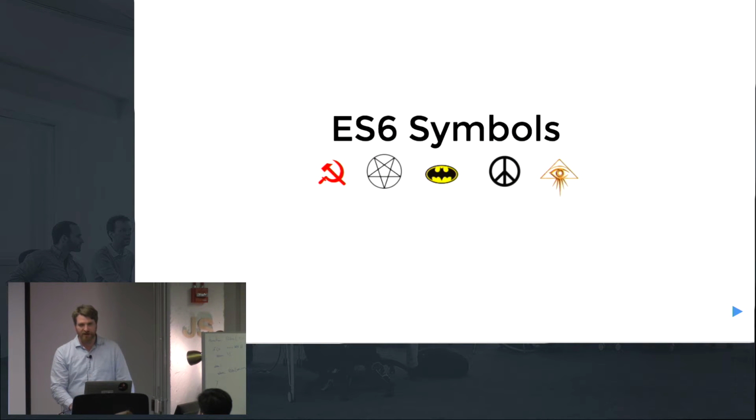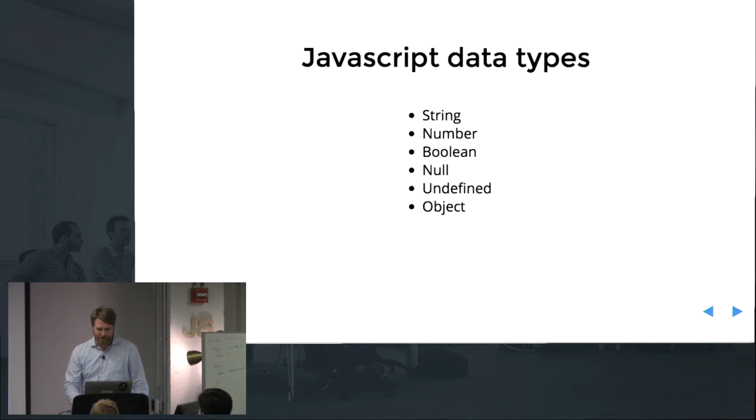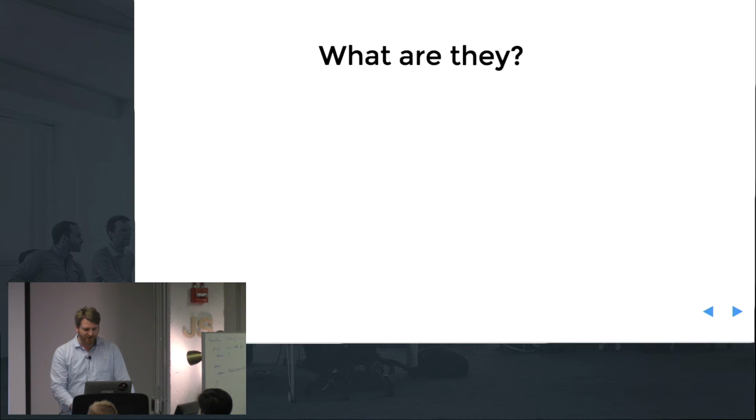ES6 Symbols are a little-known thing that came out with ES6 that you may or may not have heard about. So what are the data types in JavaScript that we know of before ES6? It was strings, numbers, boolean, null, undefined, and object. With ES6, we get symbols. And so you might say, oh, that's cool. What are they?